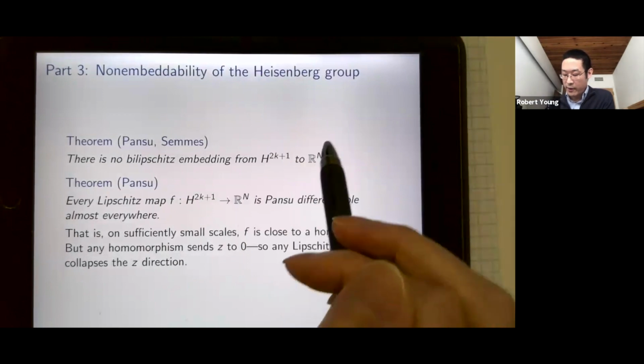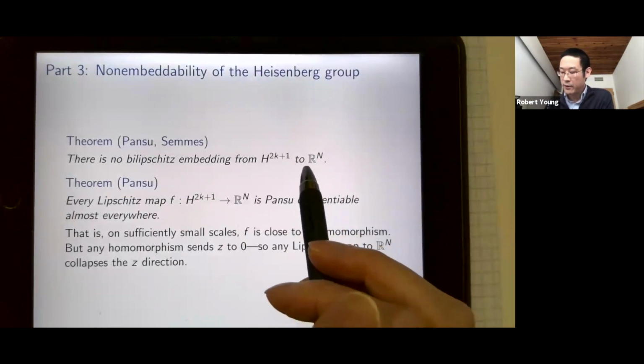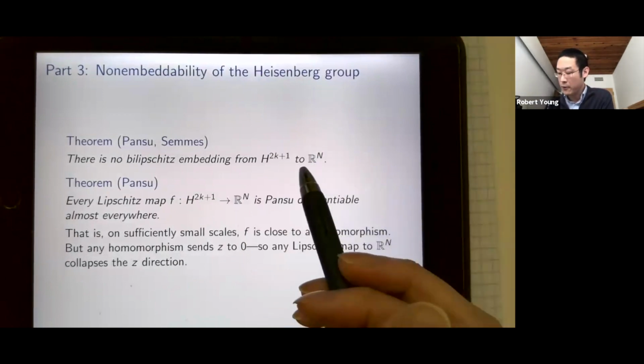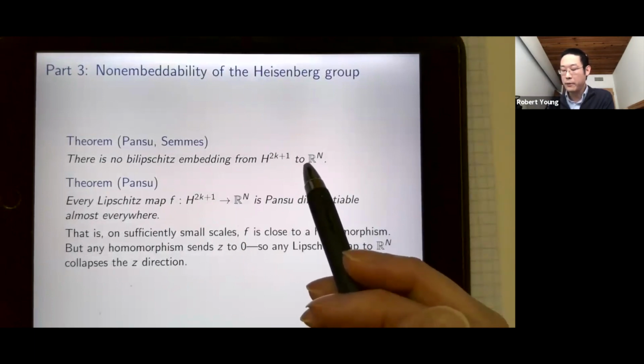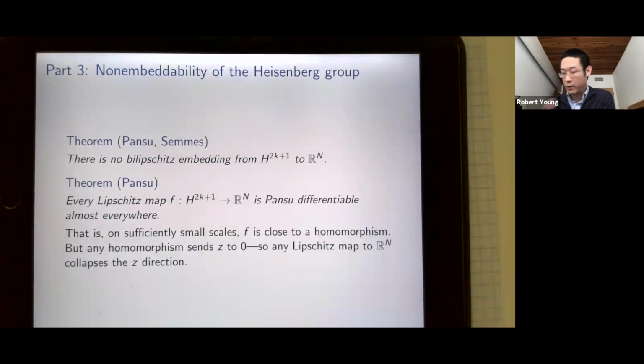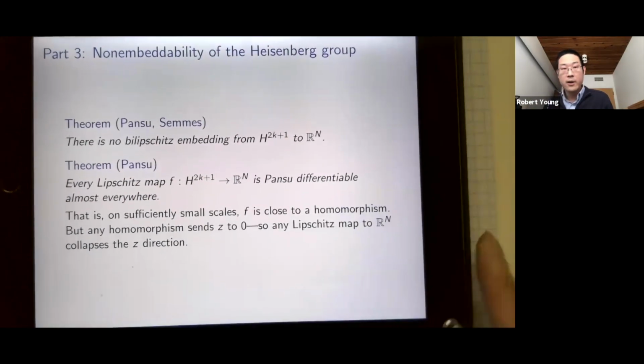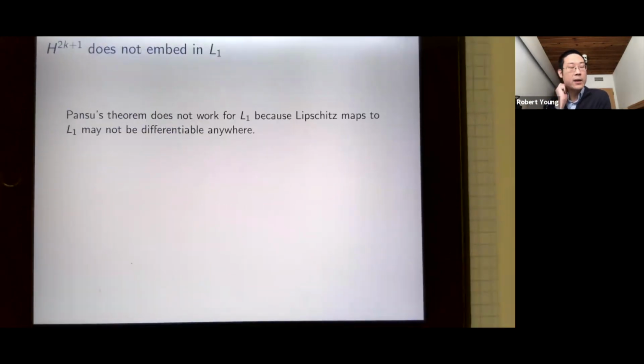Cheeger and Kleiner noted that this doesn't just work for R^n, this actually works for any vector space with the Radon-Nikodym property, which includes all the L^p spaces where p is greater than 1 and less than infinity. But it does not include L1 itself, because Pansu's theorem doesn't work in L1, really because Rademacher's theorem doesn't work in L1.